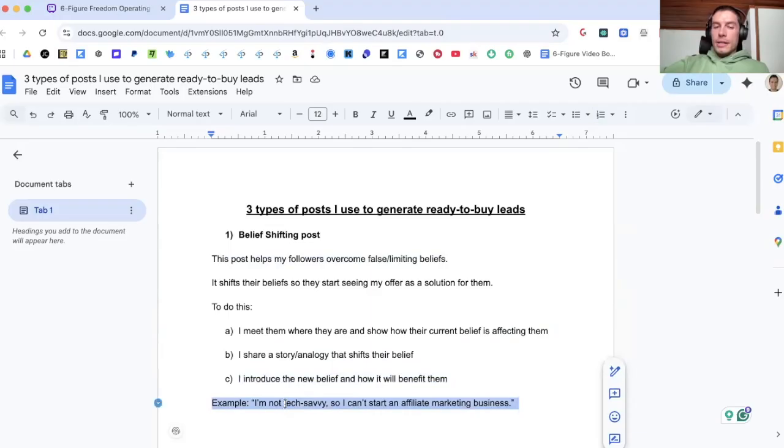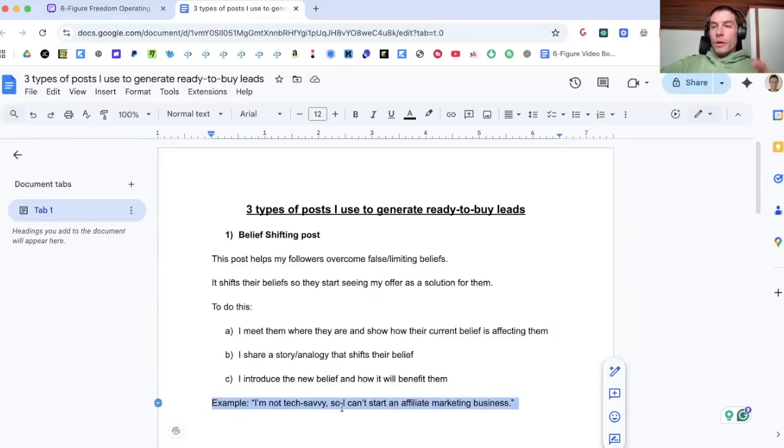Here's an example. A lot of people, when they enter the affiliate marketing space, have this belief: I'm not tech savvy, so I can't start an affiliate marketing business. This stops a lot of people from making progress. And I know based on my experience that people don't need to be tech savvy to start an affiliate marketing business.